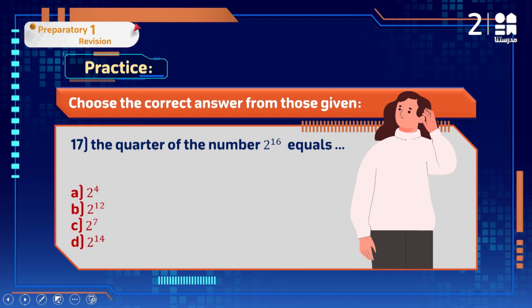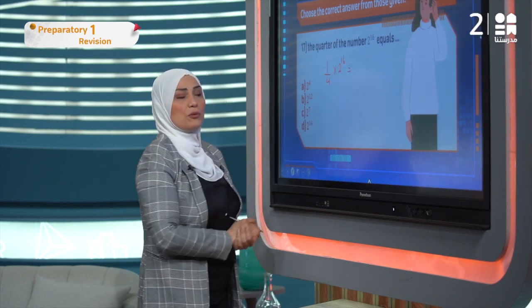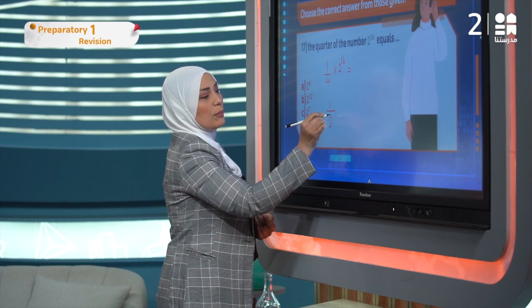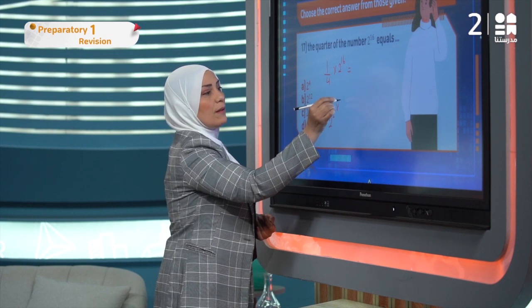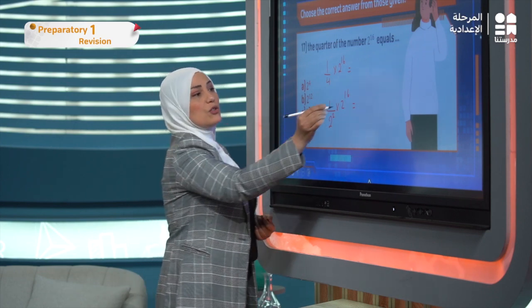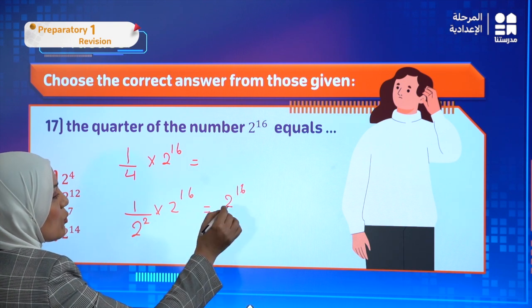Number 17. The quarter of the number 2 to the power of 16 equals what? Quarter means 1 over 4. And of means multiply. 2 to the power of 16, I'm going to write it. What do we have to do here? I have to rewrite this 4 as 2 to the power of 2, times 2 to the power of 16, to help us to evaluate them.